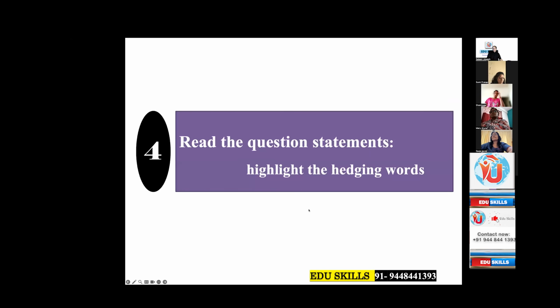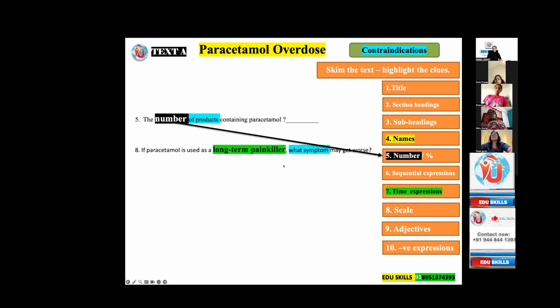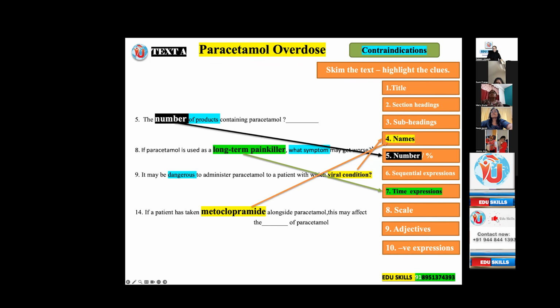Read the question statements, highlight the hedging words. Read the question statements. What is the hedging word? Number. Number of products is the phrase. Number is the hedging word. Now, what is the hedging word? Long-term painkiller. And also, what symptom? Time expression. Those leading to clues. What symptom is going to be the answer? Dangerous, viral condition. Dangerous and viral condition, name. Again, asking for a name of a condition. And now you have again here name of a medicine.